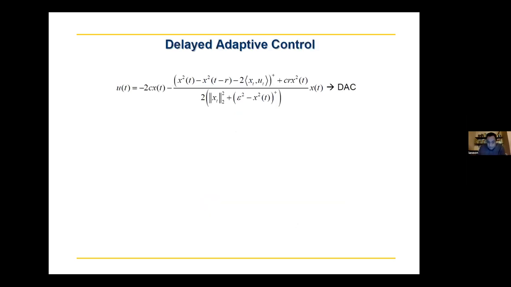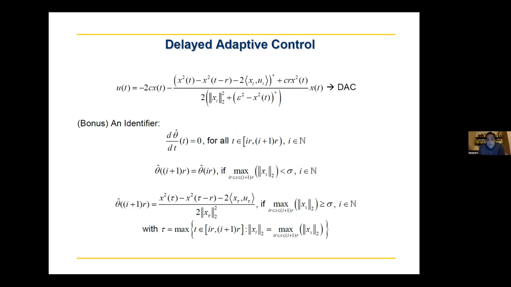So this is the controller that we have thought of, the delayed adaptive control. And we are going to implement this controller and see what happens. And we can also get, as a bonus, an identifier. Now, the identifier can work completely in parallel with the controller. So the parameter estimate coming from the identifier is not used in the controller.